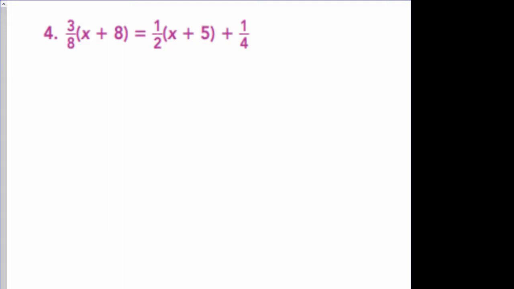All right, so hopefully somebody in your group came up with the distributive property. So we would take this 3/8 times x, 3/8 times 8, and the same thing is true over here with 1/2 times the x and the 5. Okay, so let's just go ahead and do that to start with. So when we take 3/8 times x, we get 3/8 x. And then when we take 3/8 times 8, it's really saying 3 times 8, which is 24. 24 divided by 8 is 3, so plus 3.